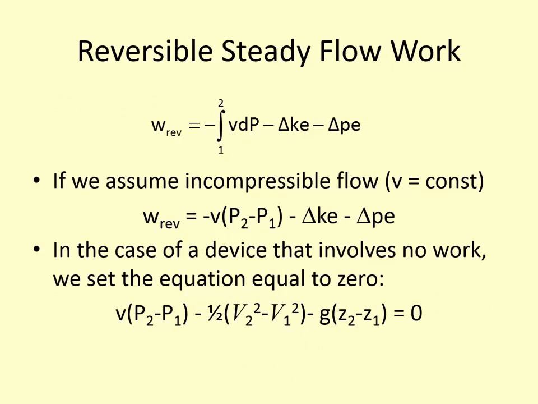However, if we assume incompressible flow, which is a fair assumption with most liquids, then we can pull the specific volume outside the integral, and the reversible work is just equal to negative v, specific volume, times the change in pressure. And in the case where there is no work, meaning it's a nozzle or a tube or some other type of channel, we can set this equation equal to 0, so work reversible is equal to 0, and then we have this relationship here. And does that look similar or familiar in any way to another equation you may have seen?